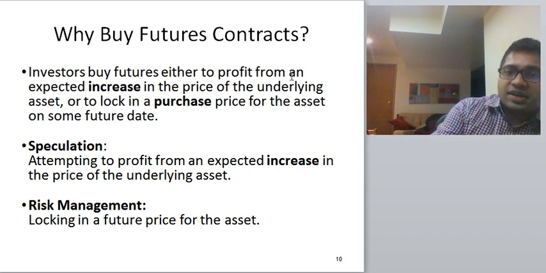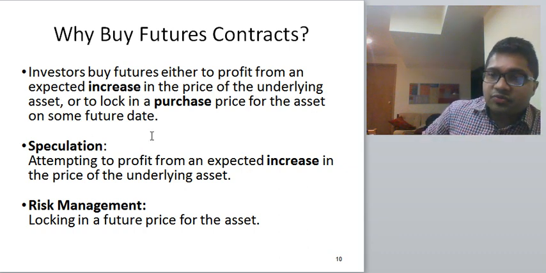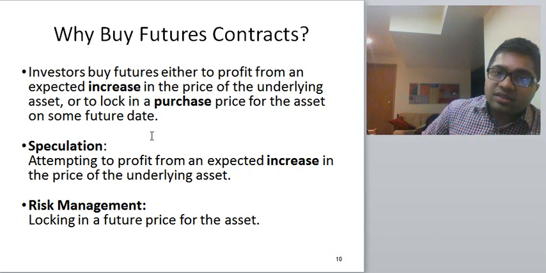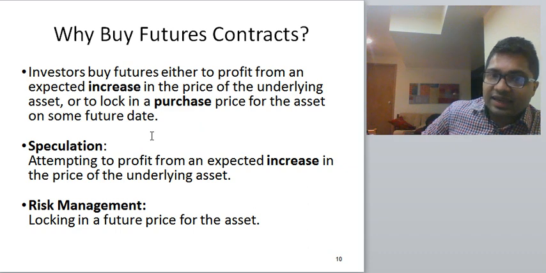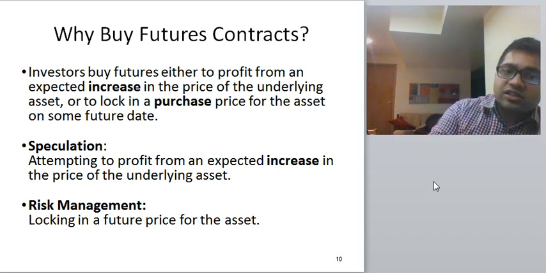Investors buy future contracts either to profit from an expected increase in the price of the underlying asset or to lock in a purchase price for the asset on some future date. Speculation is attempting to profit from an expected increase in the price of the underlying asset. Risk management is locking in a future price for the asset.